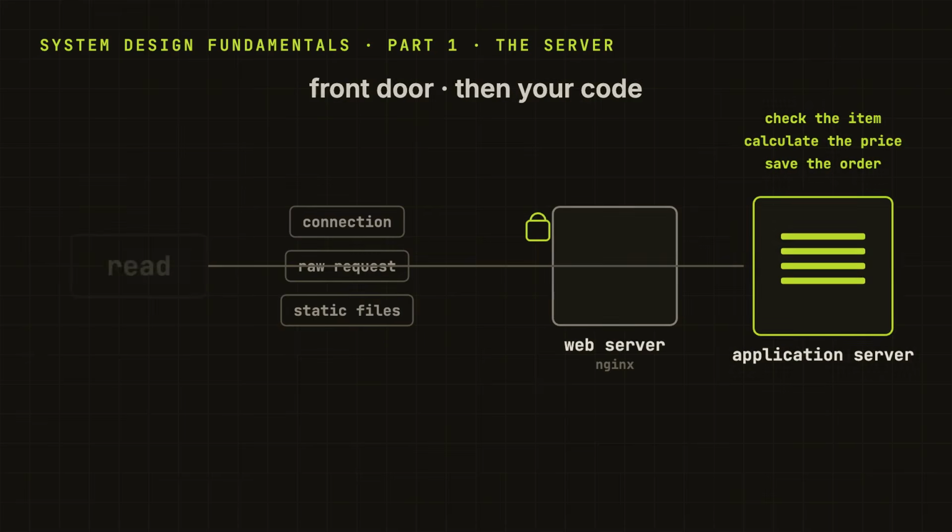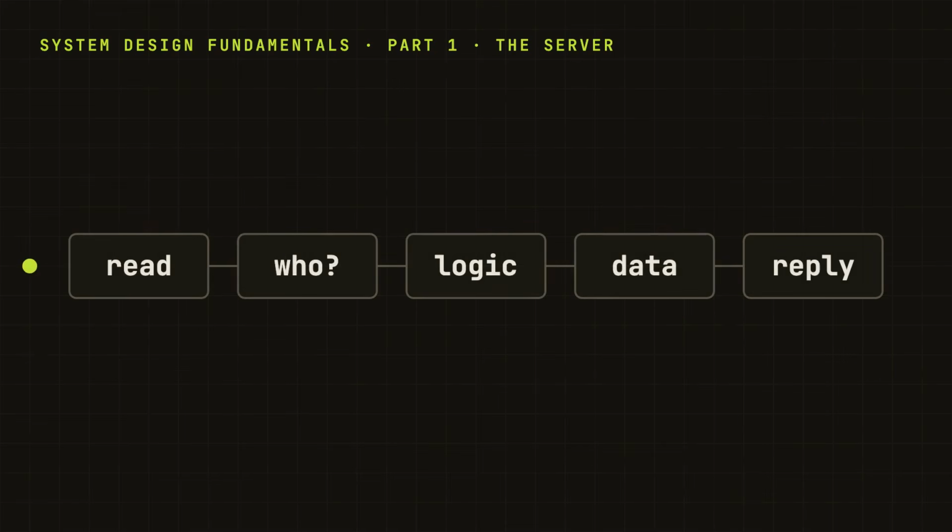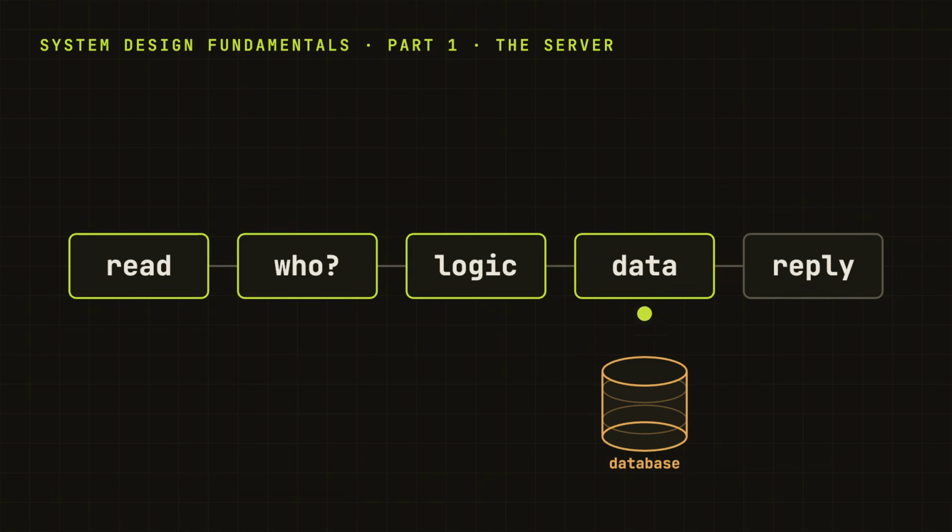So, what does the application server actually do with a request? At high level, a few steps every time. It reads the request and figures out what you want. It may check who you are. It runs the logic. Very often, it needs data. So, it talks to a database, which is our next big concept.